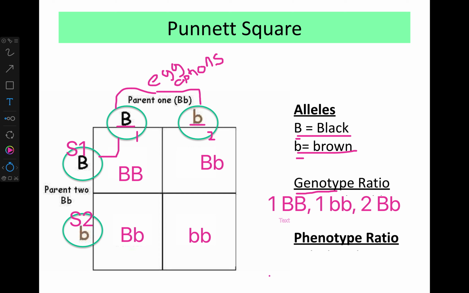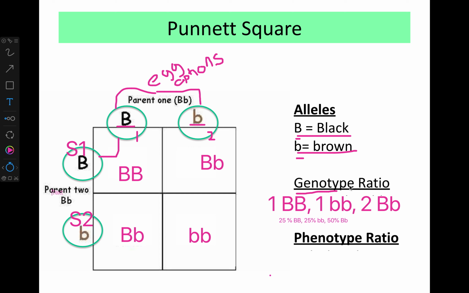In any case, so this can also be 25% BB to 25% homozygous recessive to 50% heterozygous, right? So in other words, when this mom and this dad come together and have babies, there's a 25% chance of it being homozygous dominant, a 25% chance of it being homozygous recessive, and a 50% chance of it being heterozygous. Now, that is the genotype ratio.